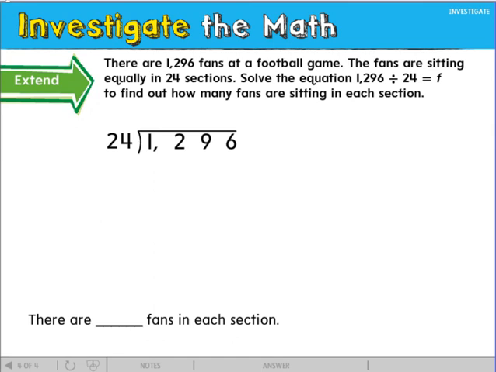There are 1,296 fans at a football game. The fans are sitting equally in 24 sections. Solve the equation. 1,296 divided by 24 equals F. F is the number of fans, to find out how many fans are sitting in each section.